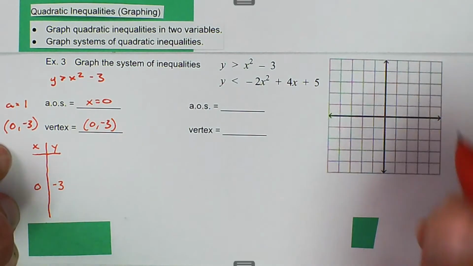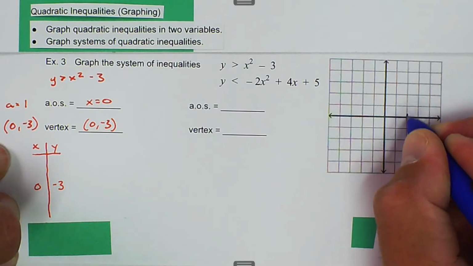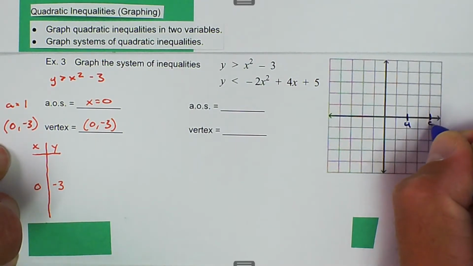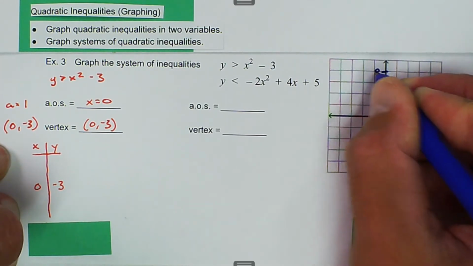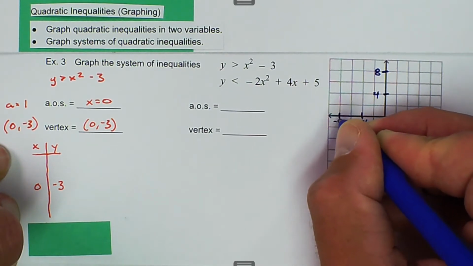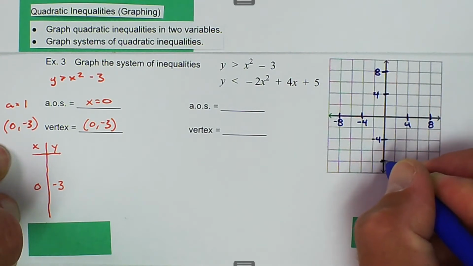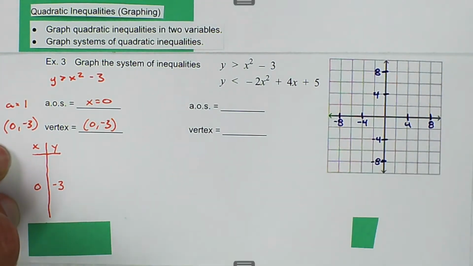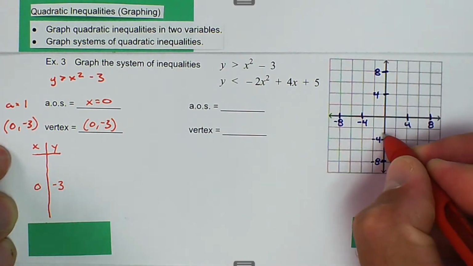And when we plot that, we need to count by 2's. So 2, 4, 6, 8, and negative 2, negative 4, negative 6, negative 8. And we know that we have the point 0, negative 3.